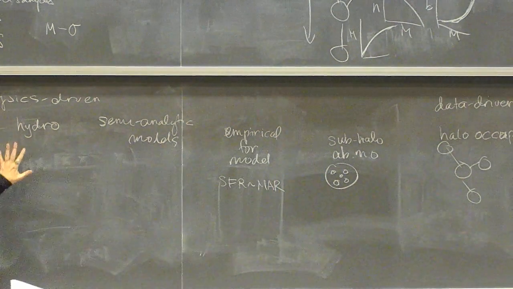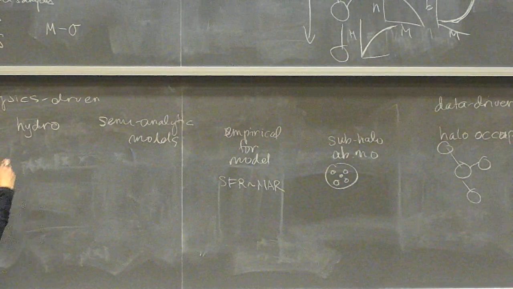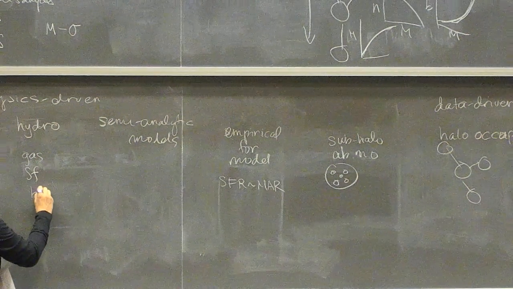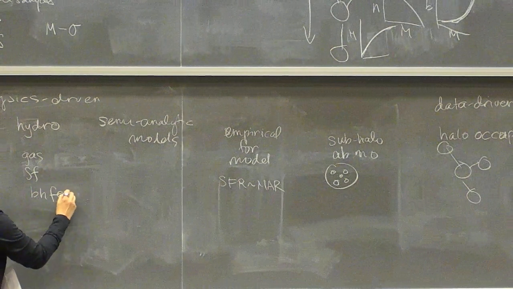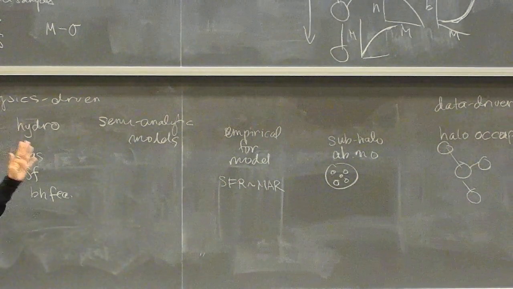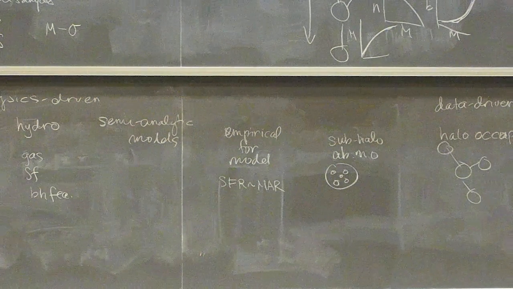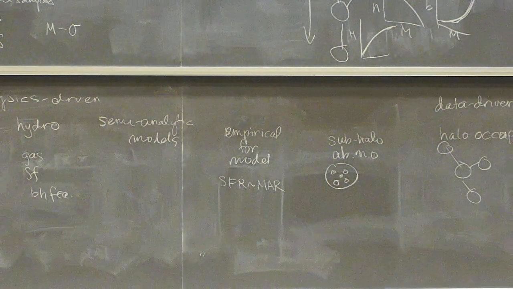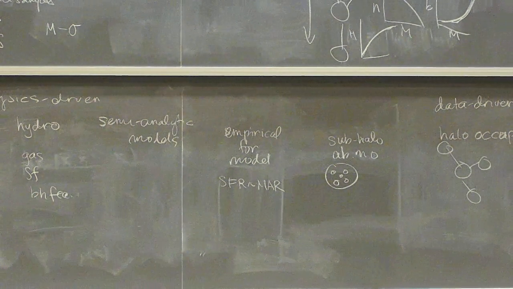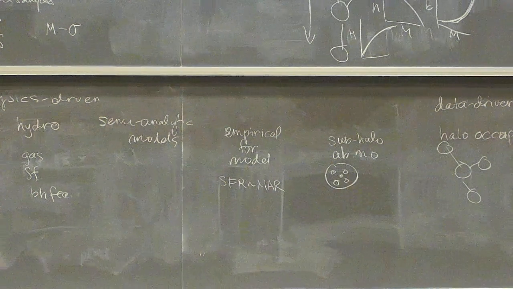Right? Here we actually know what's happening with the gas cooling and the star formation, and the black hole feedback, all of this, right? And here we don't know anything about that. We're looking somewhere in between. Okay, so this is the kind of range of approaches we have because we can't do this, right?